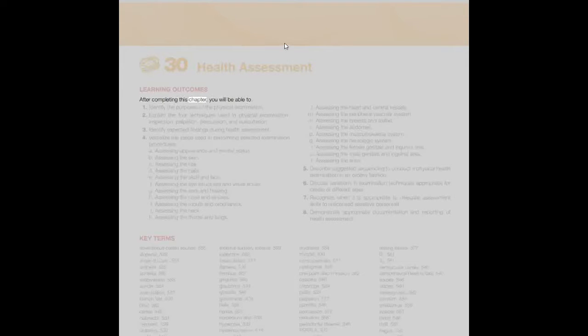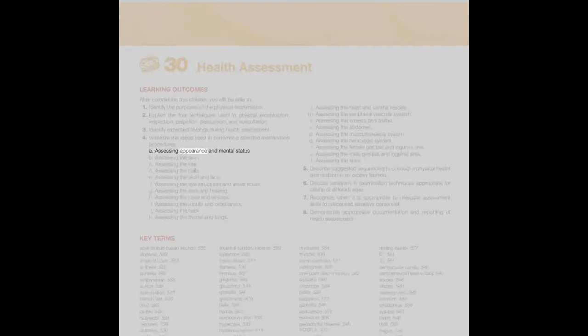After completing this chapter, you will be able to: 1. Identify the purposes of the physical examination. 2. Explain the 4 techniques used in physical examination: inspection, palpation, percussion, and auscultation. 3. Identify expected findings during health assessment. 4. Verbalize the steps used in performing selected examination procedures.